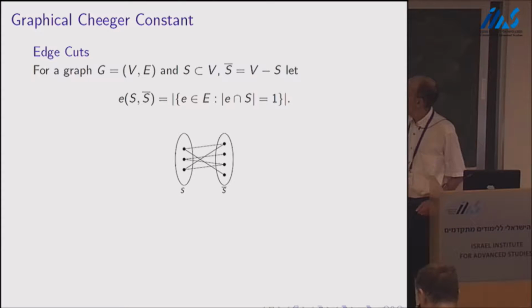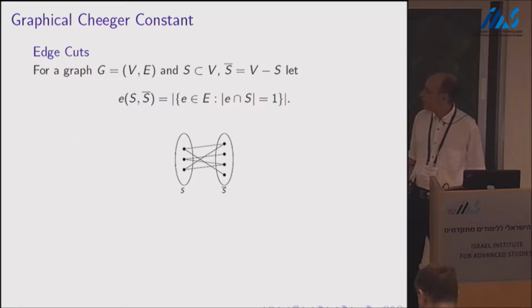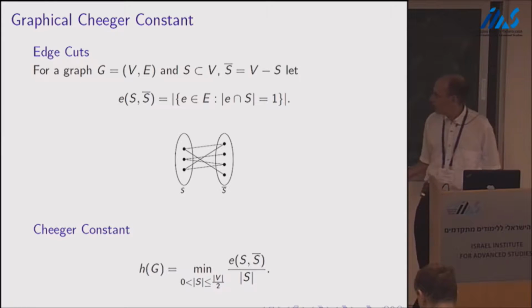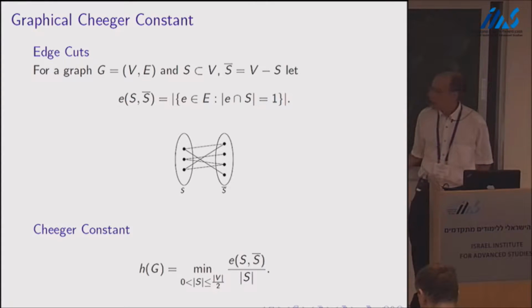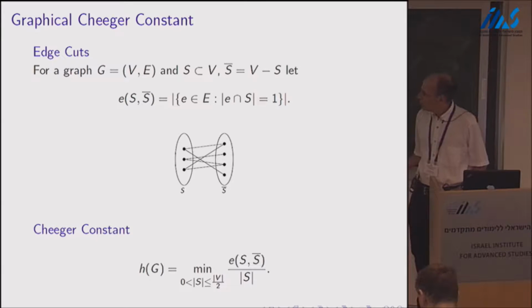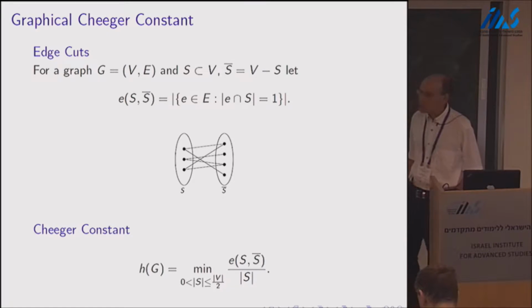So in the graphical case, we have a graph, and we have a subset of the vertices. This is S, and S bar is the complement of S. And E of S, S bar, is just the number of edges between S and S bar. Now, the Cheeger constant of this graph is defined as follows. We minimize over all subsets S, non-empty and not everything, and we look at the quotient E(S, S complement), so the number of edges, normalized by the smaller of the two sets S and S complement.